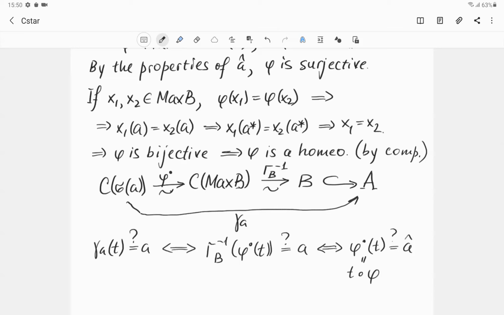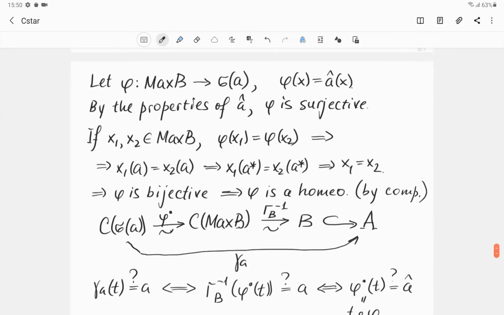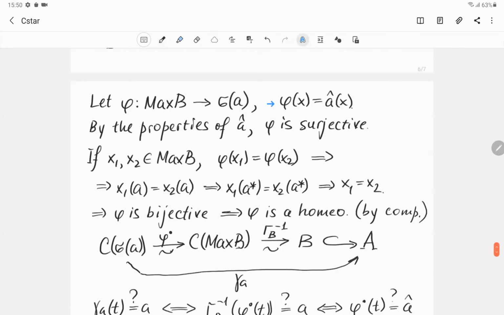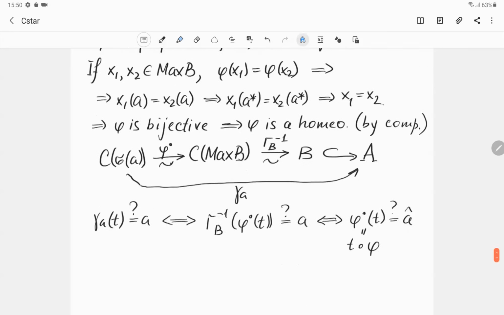But this is precisely our definition of phi. Phi is given by the same formula as a hat. So phi is just the co-restriction of a hat to the spectrum. And this means exactly that t composed with phi is a hat. So okay, this is true. So gamma takes t to A. And so gamma is indeed a continuous functional calculus for A on the spectrum. And we have already proved that it is an isometric star isomorphism onto the C-star subalgebra B generated by little a and the identity.